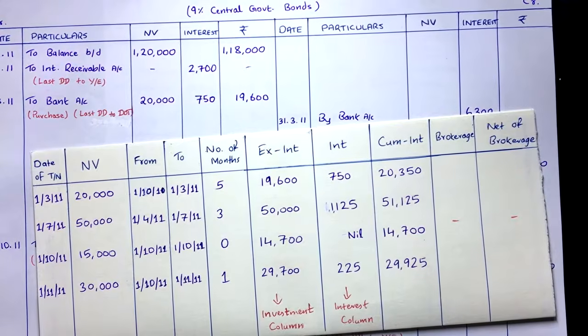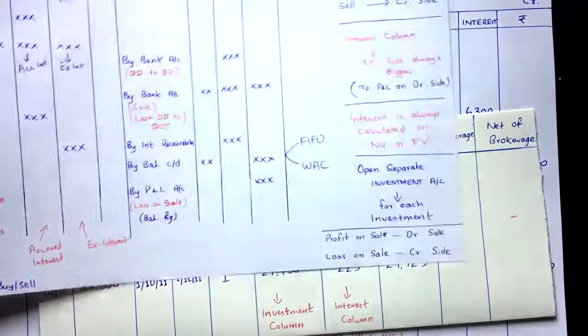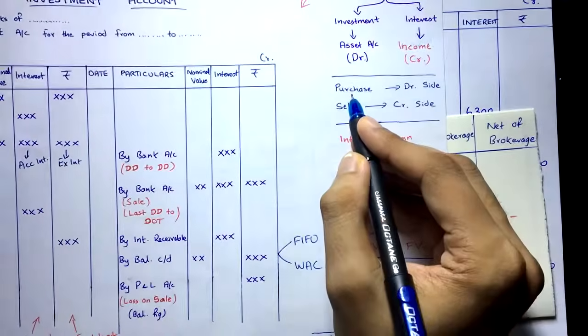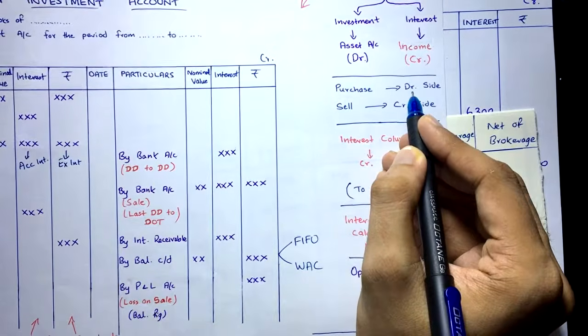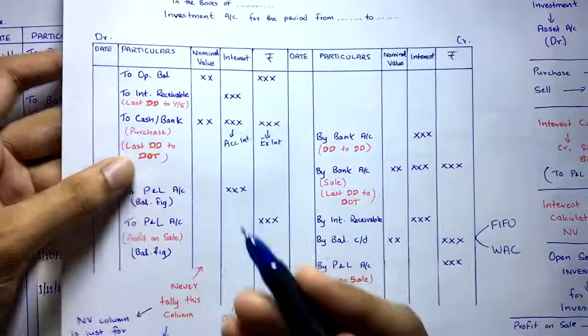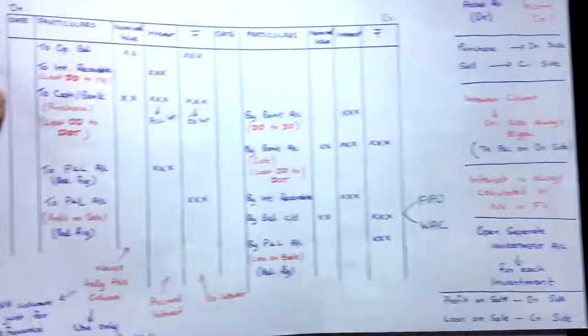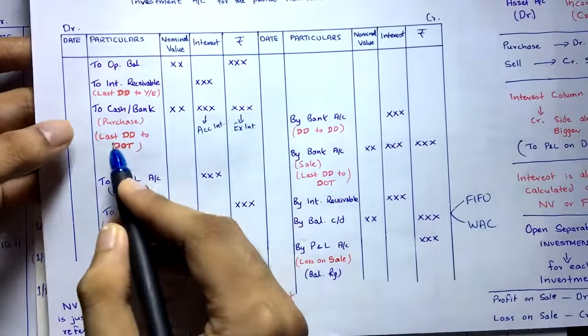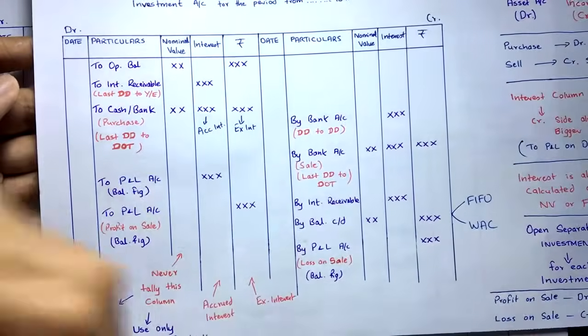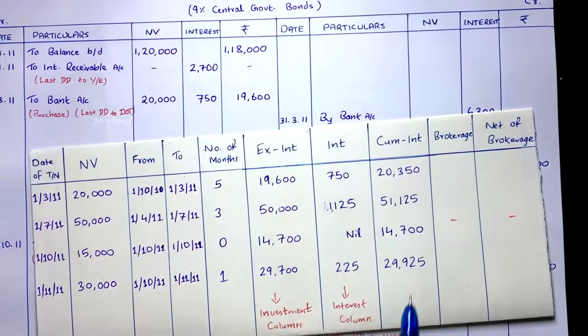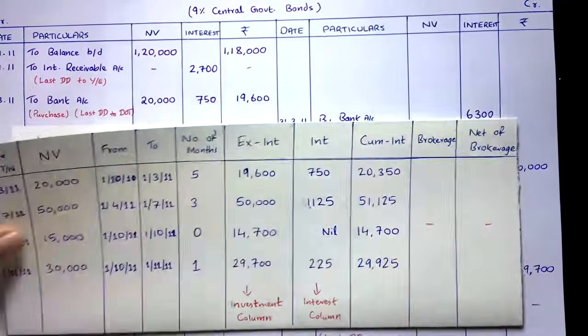Whenever you purchase, do you remember the format? Whenever you purchase, it comes on the debit side as to bank, and whenever you sell, it comes on the credit side as by bank. And the shortcut for the interest calculation is the previous last due date to the date of transaction. You take that period and calculate the interest. We have seen that in the previous video.